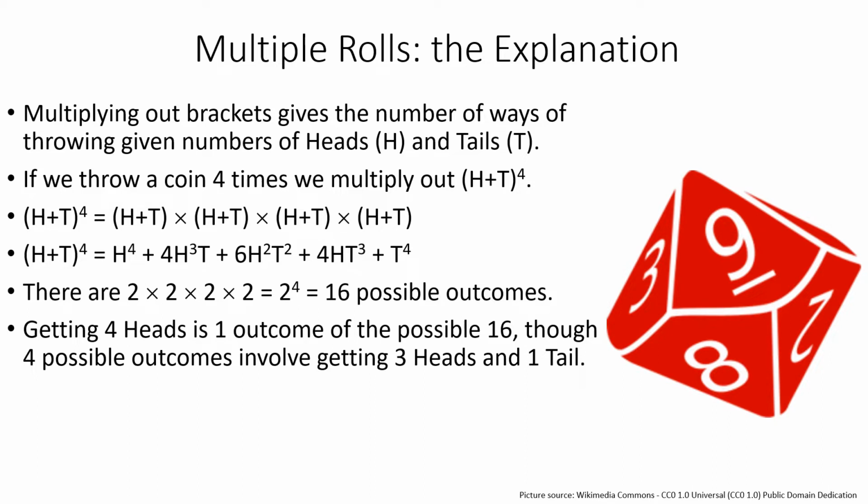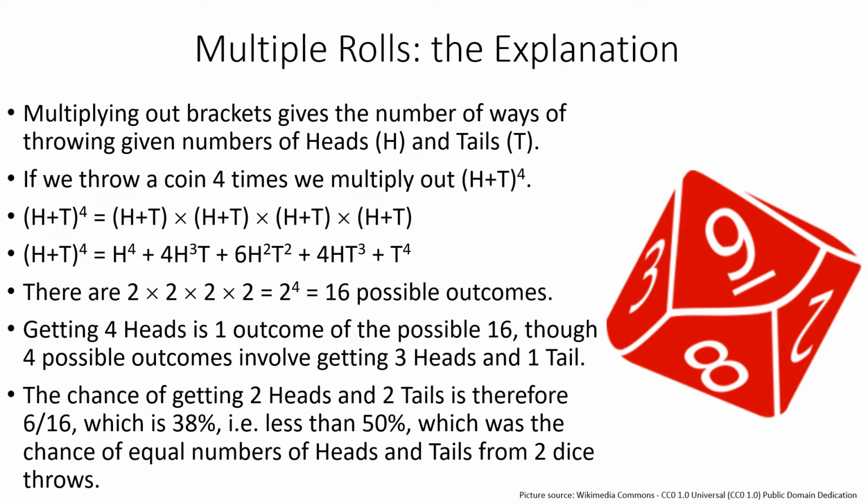So you can see here that out of the 16 possible outcomes from the 4 coin tosses, getting 4 heads is only 1 possible outcome, whereas there'd be 4 possible outcomes getting 3 heads and 1 tail, because each of the 4 coins could be the 1 tail.